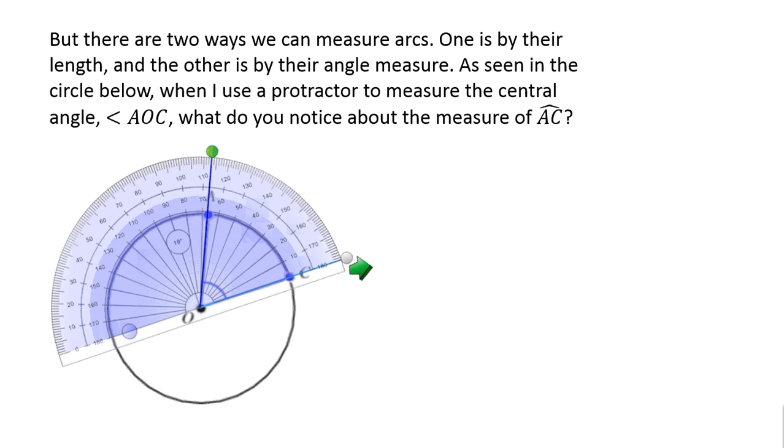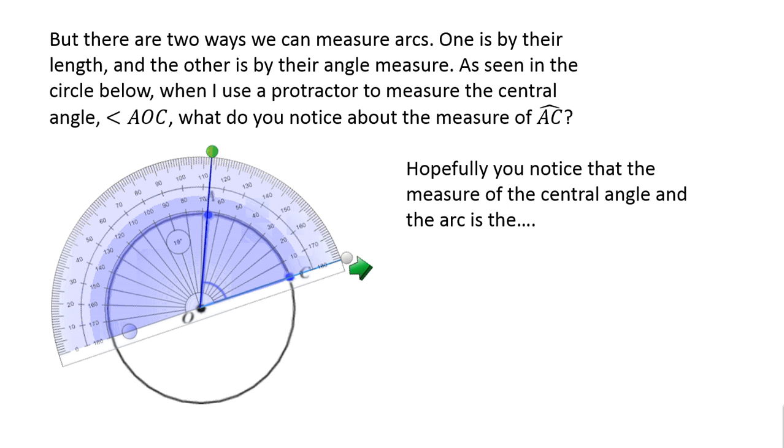But there are actually two ways we can measure arcs. One is by their length, and the other is by their angle measure from the center of the circle. As seen in the circle below, when I use a protractor to measure the central angle, angle AOC, what do you notice about the measure of arc AC? Hopefully you notice that the measure of the central angle and the arc is the same.